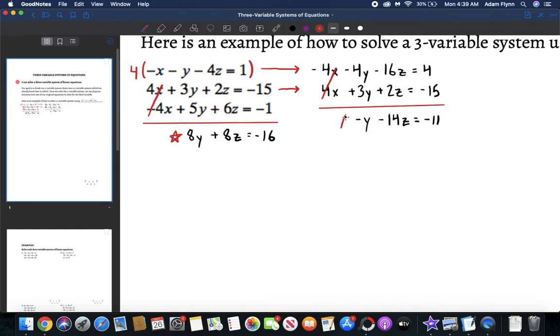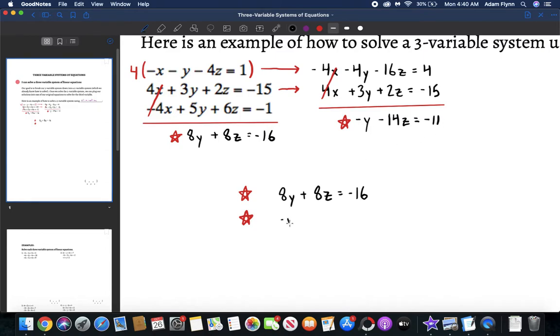So same thing, I'm going to put a star next to this equation because this is one of the equations that is going to make up my two variable system. So speaking of my two variable system, I'm going to take these two starred equations and I'm going to stack them on top of each other and prepare to solve them. Just putting them in a familiar format, if you will. So my first starred equation was going to be 8y plus 8z equals negative 16.